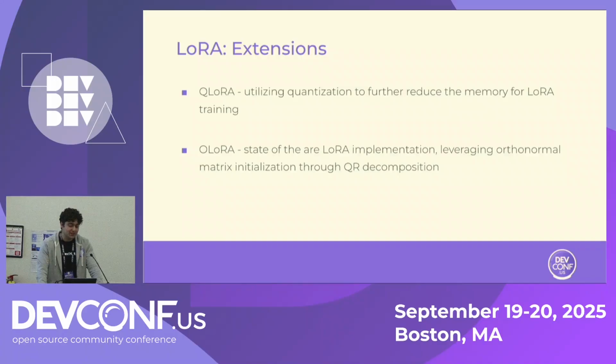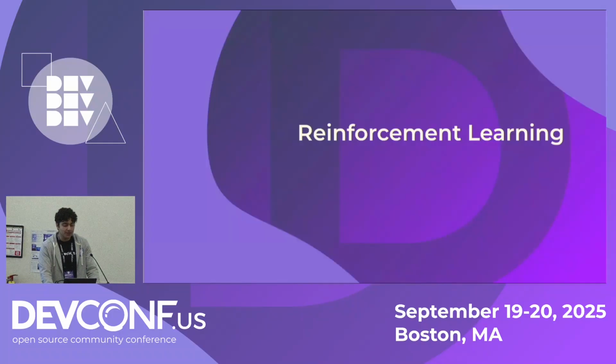If you're interested particularly in these parameter efficient techniques, I suggest you also take a look at QLoRA, which uses quantization to further reduce the memory footprint for LoRA training, or OLoRA, if you're interested in the state of the art of LoRA today, which leverages orthonormal matrix initialization through QR decomposition. I won't go too much into it today due to time, but if you're interested in LoRA, I highly recommend you check out these methods as well.